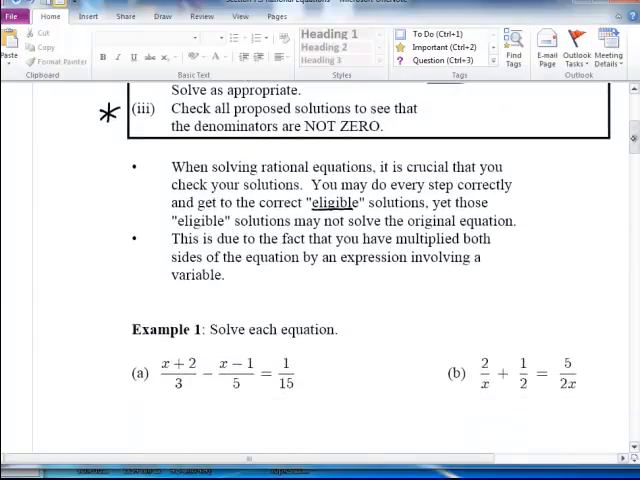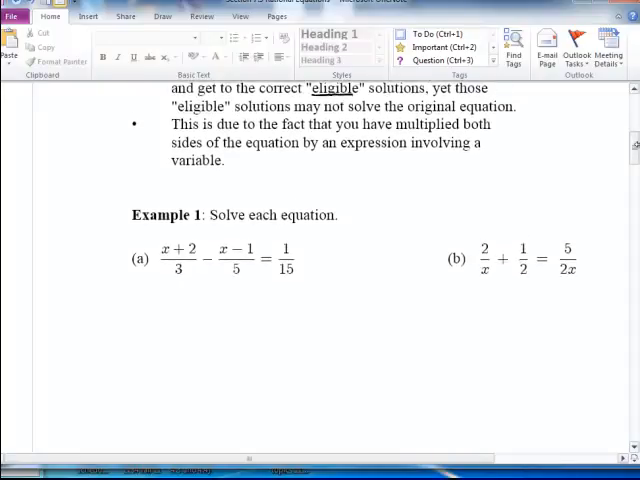So let's look at some examples. In the first example, all of our denominators are just constants. So the first issue is to figure out the LCD. If we're looking at 3 and 5 and 15, the least common denominator should be 15. So we multiply on this side by 15 and also on this side by 15. On the left we have to distribute because there's a difference that we're multiplying by, and on the right we'll just get 1.